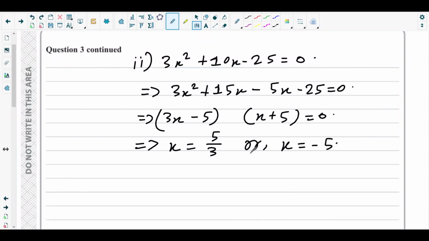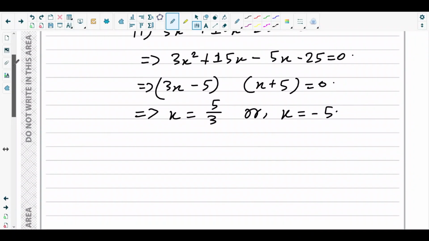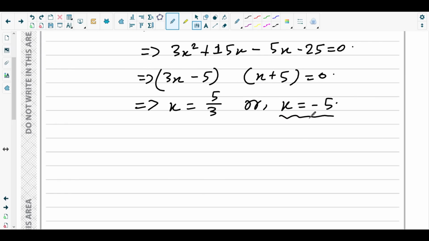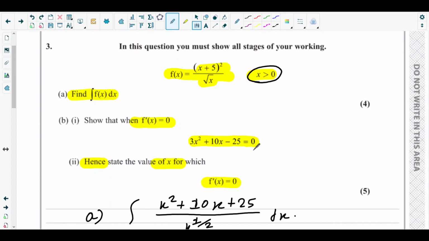Now, should we give both the solutions? No, because we need to check the domain of f of x. It's given as x greater than 0. That means the negative value of x should be ignored. So x equals 5/3 because x is greater than 0. And that's the only solution for f dash x equals 0. And that's the end of question number 3 from the most recent Pure Mathematics 1 paper, that is the October 2024 P1 paper.